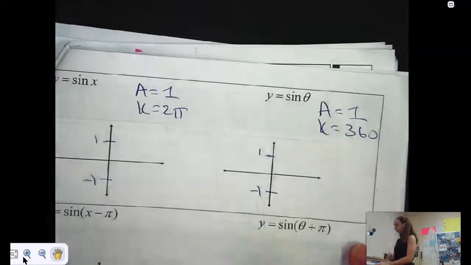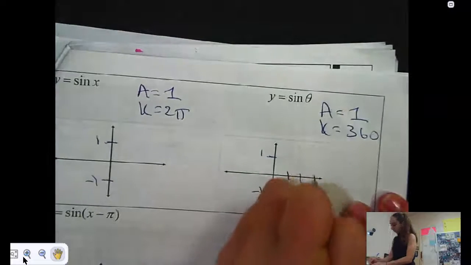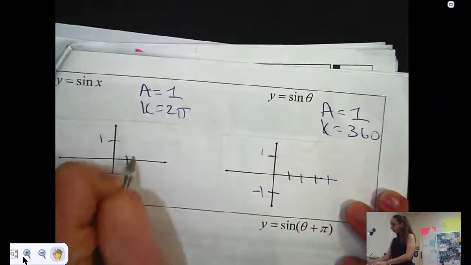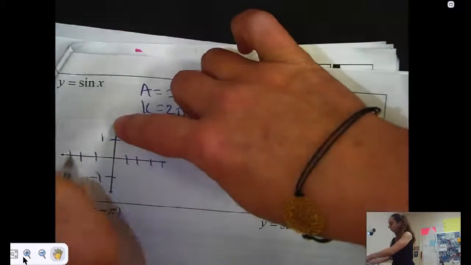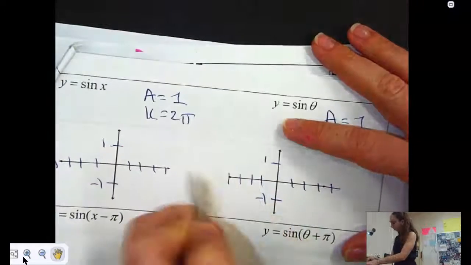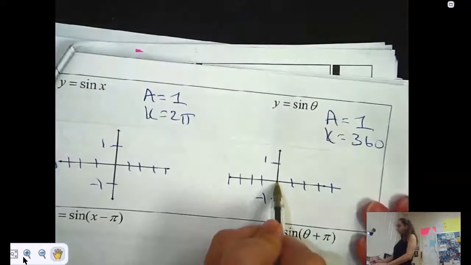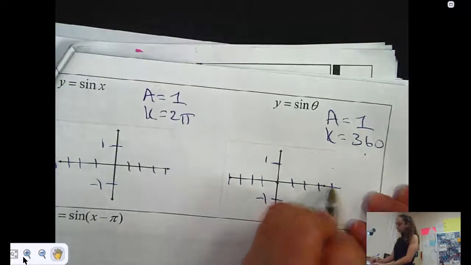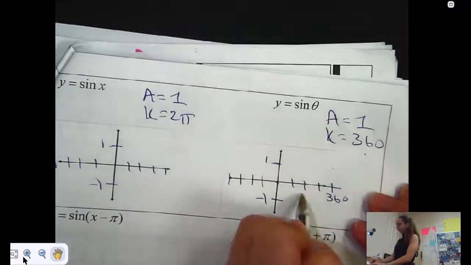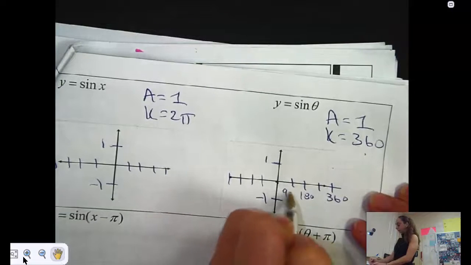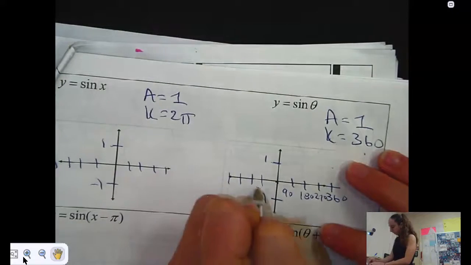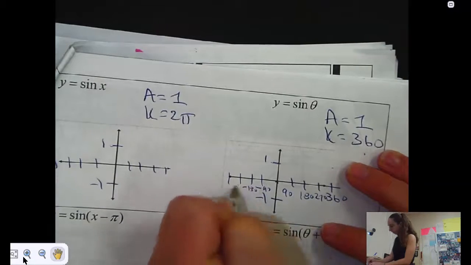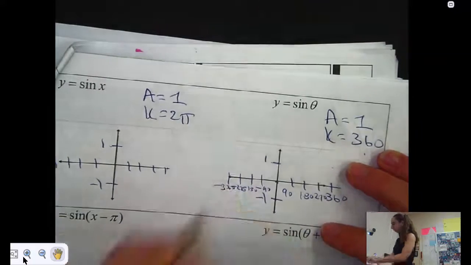1, negative 1. 1, 2, 3, 4, because that represents a cycle. 1, 2, 3, 4. 1, 2, 3, 4. So remember, if the cycle is 360, that means from the top to the top, it's going to be 360. Halfway, 180. Halfway, 90, 270. Negative 90, negative 180, negative 270, negative 360.